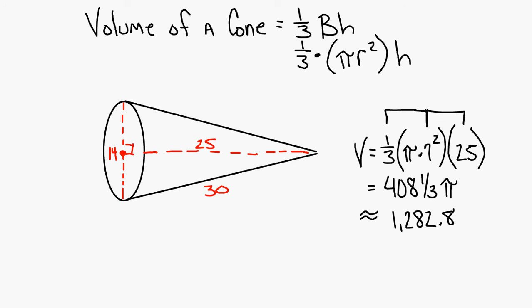Try it again. Type 1/3 times 49 times 25 and push equals. Oh, I found it now. Did you get 408 and 1/3? Yeah, I did. 408 and 1/3 pi. And then while that number's sitting in your calculator, you just write it down, 408 and 1/3 pi. And then you don't have to retype it. You just push times the pi button and hit equals. And you get the 1282.8. Clear? Yes.